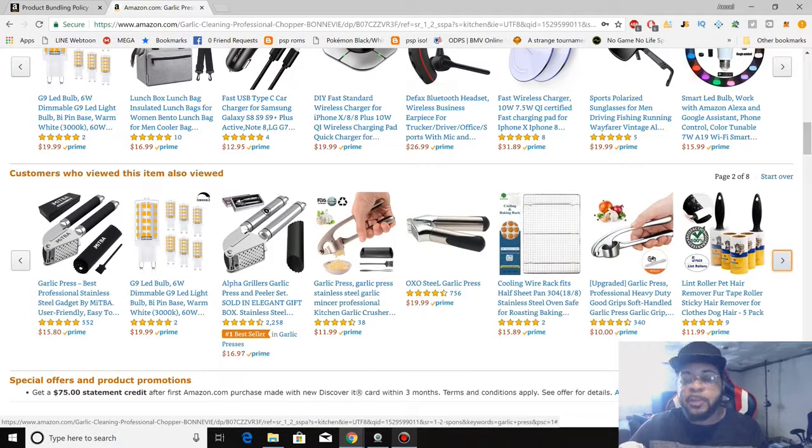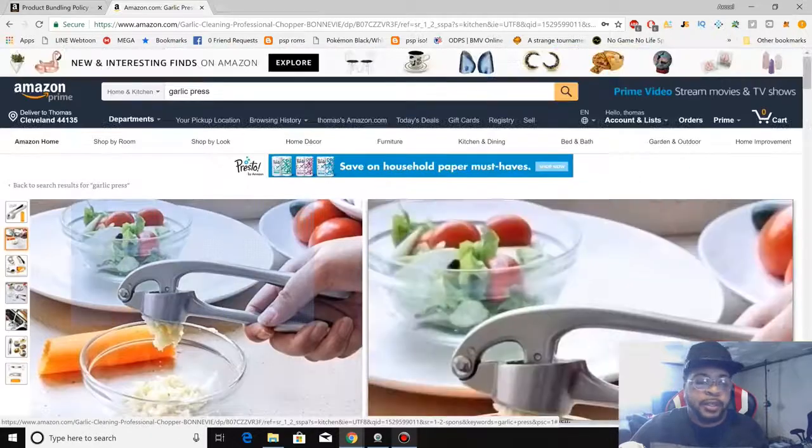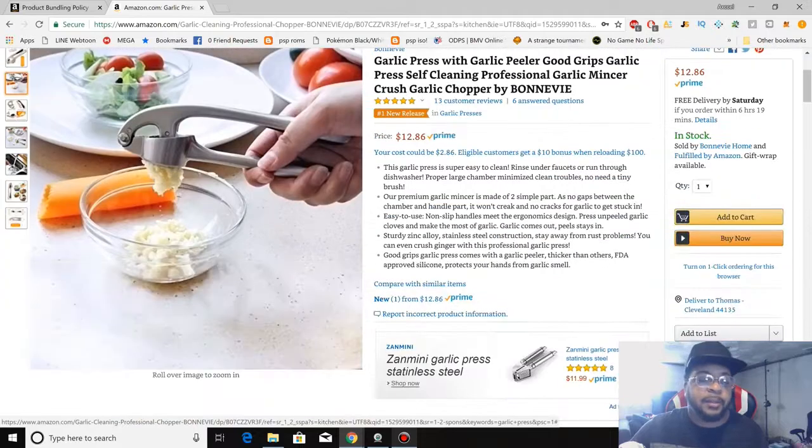And this can also help you find ideas on what you can add into your product. Like this guy has a kit, and you see all of this stuff, and I'm not even sure what any of this stuff is, but as you can see here, this particular listing doesn't have anything in it. It's just straight garlic press.